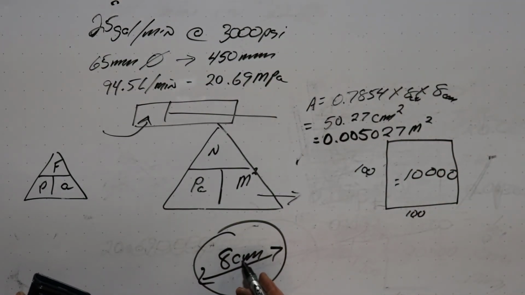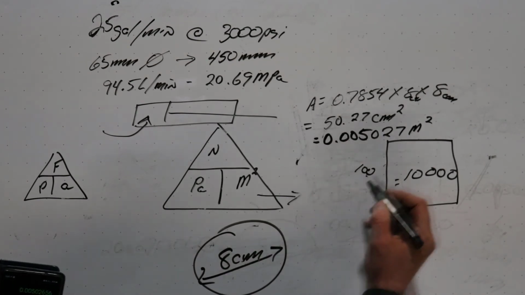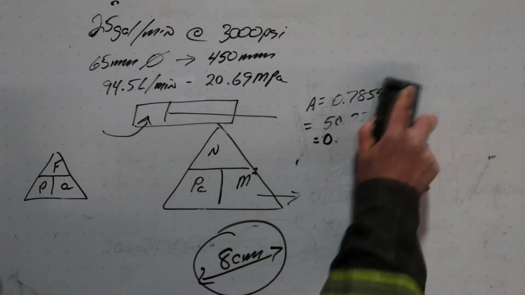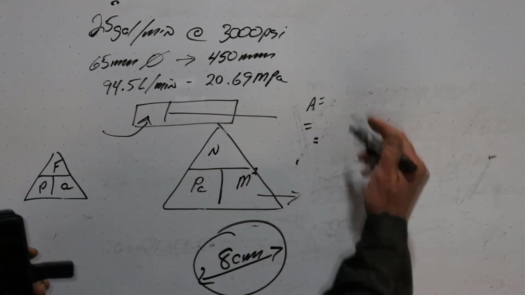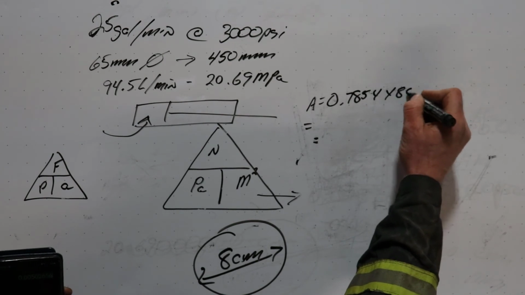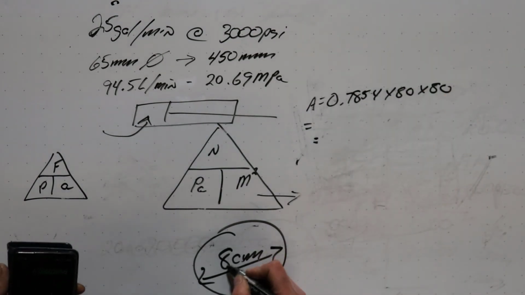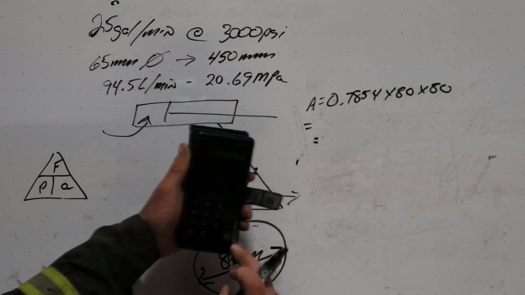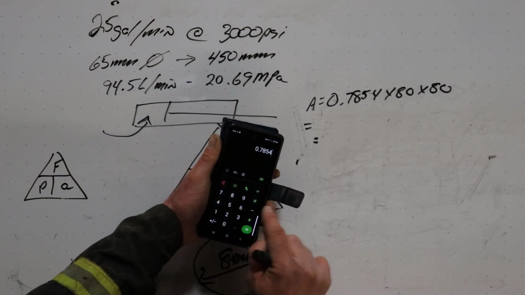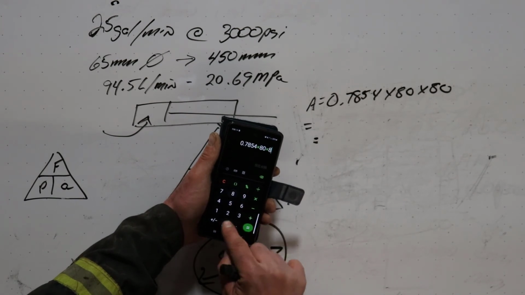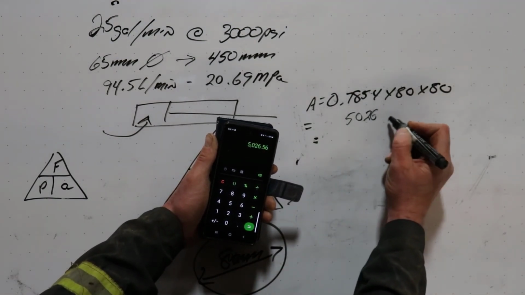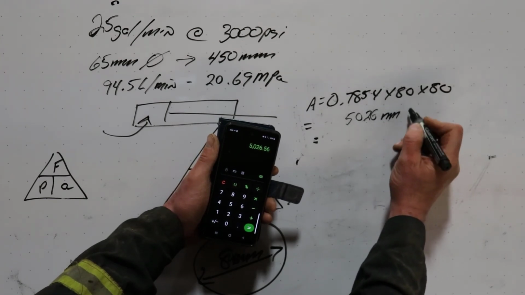If your cylinder is in millimeters, what we end up with is 0.7854 times 80 times 80, right? Because now it's 80 millimeters. That gives 5,026 millimeters squared.